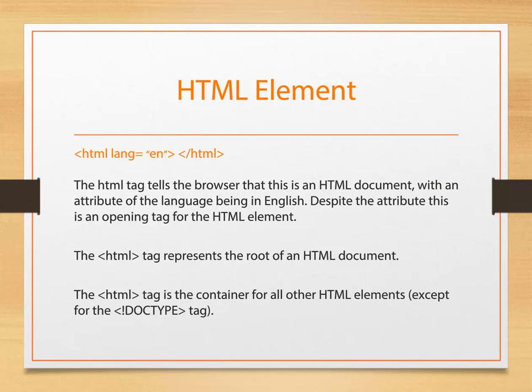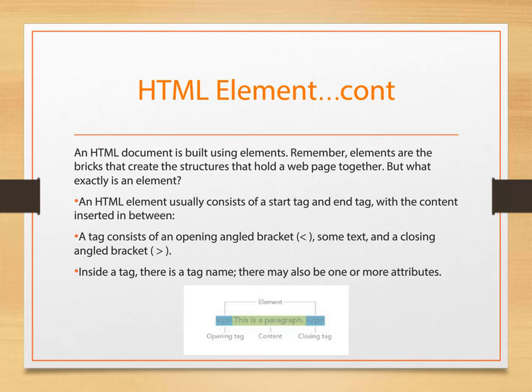The HTML tag tells the browser that this is an HTML document, with an attribute of the language being English. Despite the attribute, this is an opening tag for the HTML element. The HTML tag represents the root of an HTML document, and the HTML tag is the container for all HTML elements except for the doctype tag. Please note that there is a closing tag for HTML, and this goes at the very bottom of your web page. We're still talking about the HTML element, and so let's go in depth a little bit.